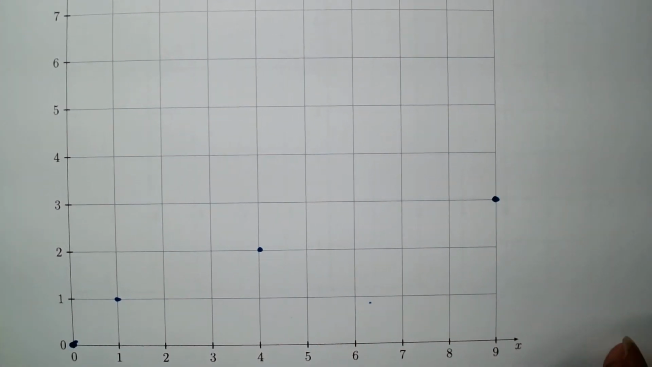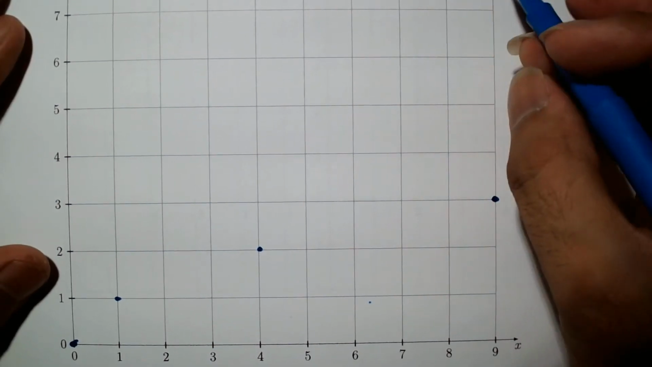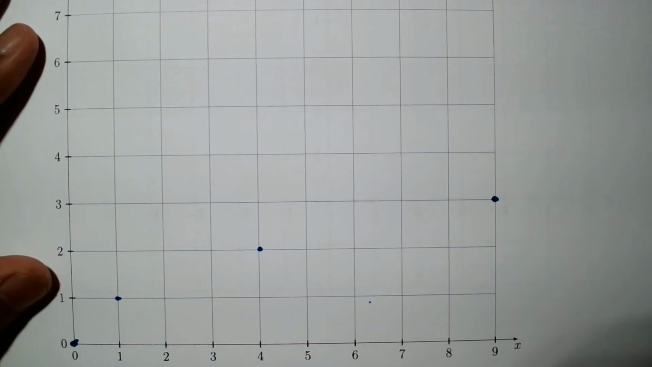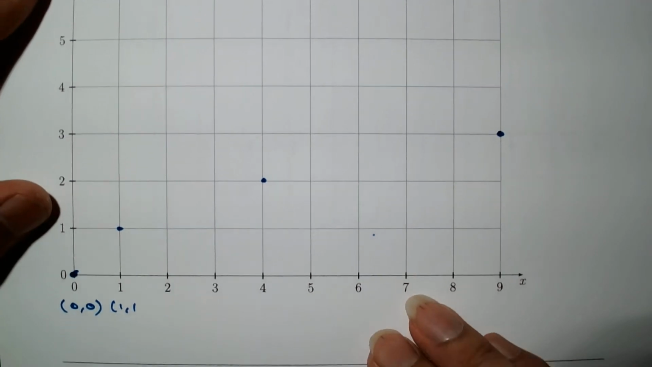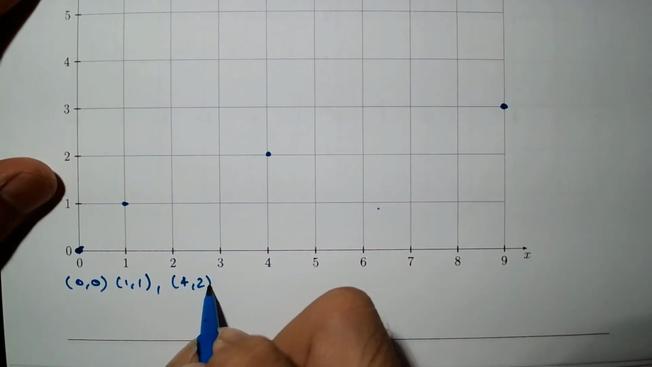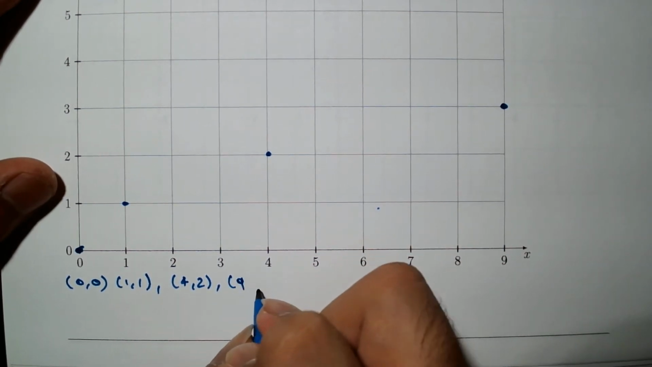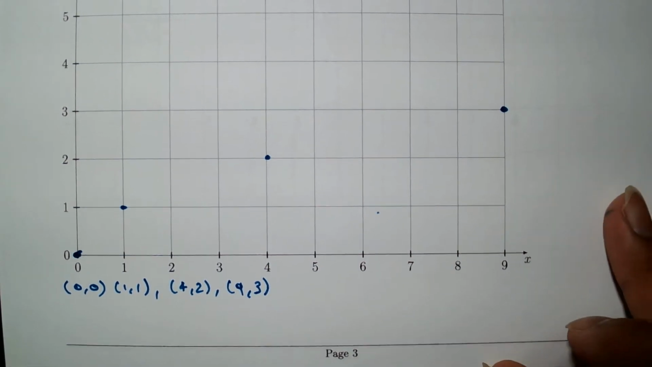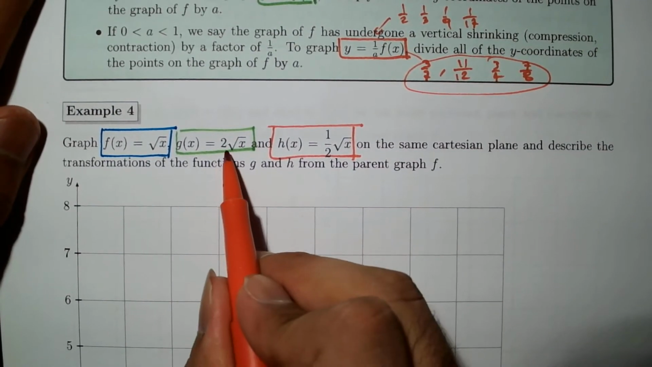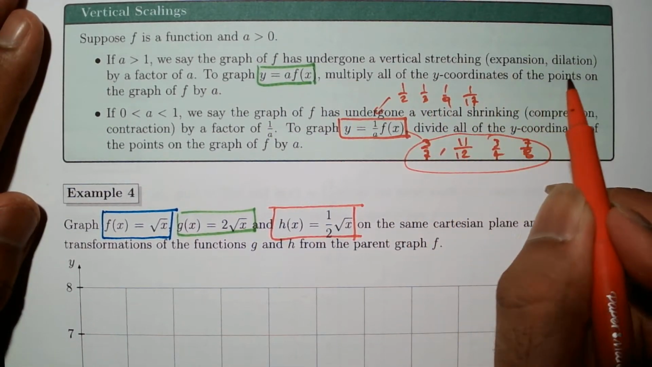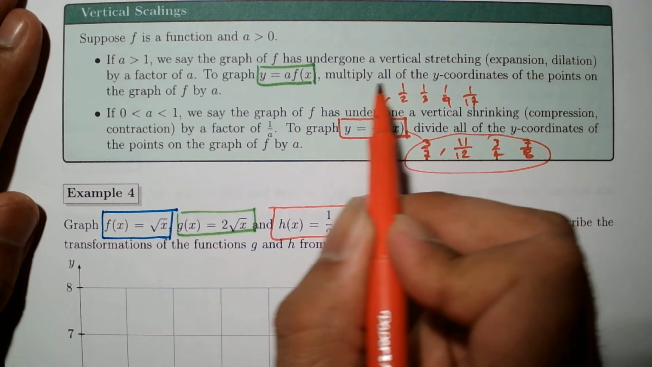So what am I going to do? First of all, let me write down these order pairs. So the order pairs (0, 0), (1, 1), (4, 2), (9, 3). And all these points, for the graph of 2 times the square root of x, we are going to multiply all the y coordinates by a.